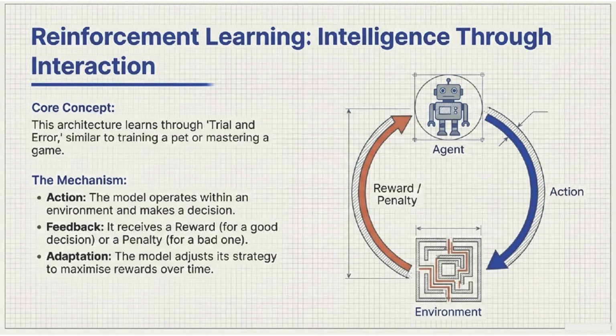The slide calls it a reward or penalty. If it hits a wall, that's a penalty, a negative score. If it finds a clear path, that's a reward. So it's basically just playing a game of hot or cold. In a way, yeah. The third step is adaptation. The model adjusts its strategy over and over to maximize those rewards. It's not being told the rules of the maze.